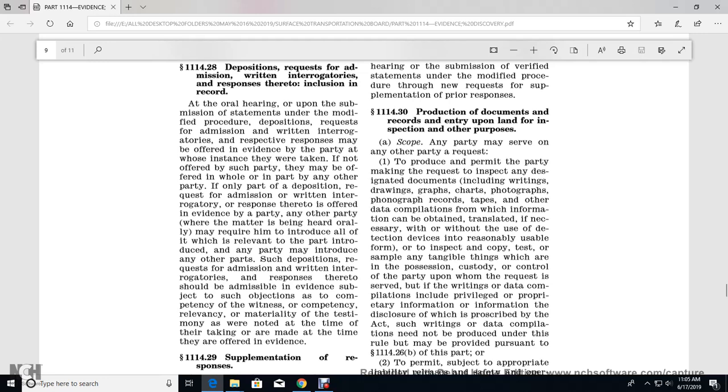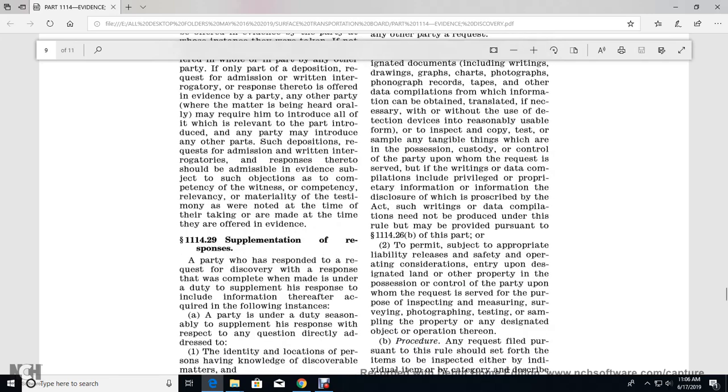in the manner of being heard orally, may require him to introduce all of it, or the relevant part, of the deposition, request for admission, or written interrogatories and responses thereto, that should be admissible in evidence, subject to the objections to competency of the witness, and to the competency and relevancy of the testimony, as noted at the time of their taking and made at the time they are offered in evidence.